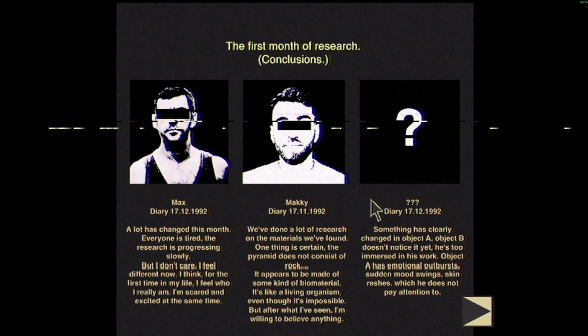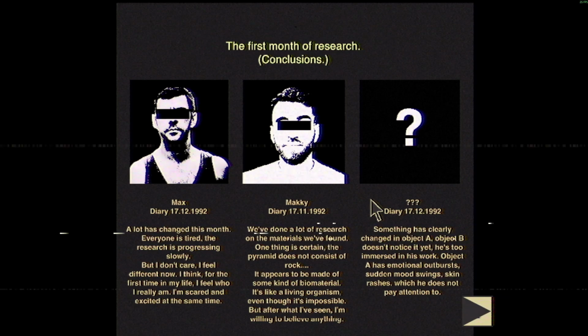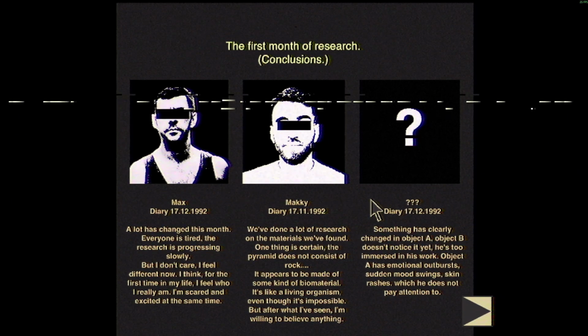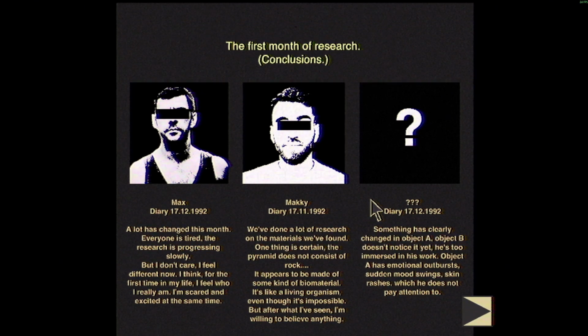Something is clearly changed in Object A. Object B doesn't notice it yet. He's too immersed in his work. Object A has emotional bursts, outbursts, sudden mood swings, skin rashes, which he does not pay attention to.